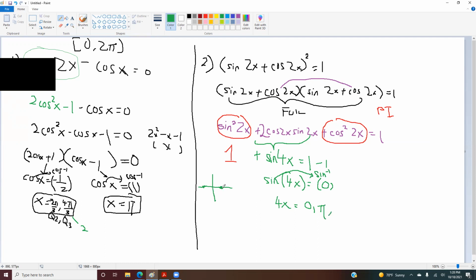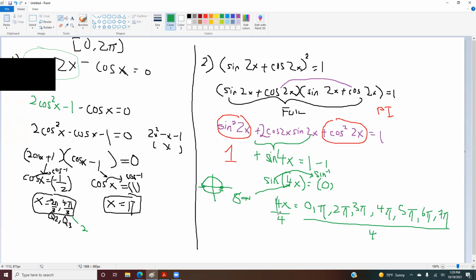Besides 0 and pi, what else do we have here? 2 pi. You need 8 of them, followed by what? 3 pi, 4 pi, all the way to what? 7 pi. Yep, all the way to 7 pi. The reason why we need 8 is because of this 4x. You have to have 8 answers. So what you need to do here is divide everything by 4. So this is your answer.